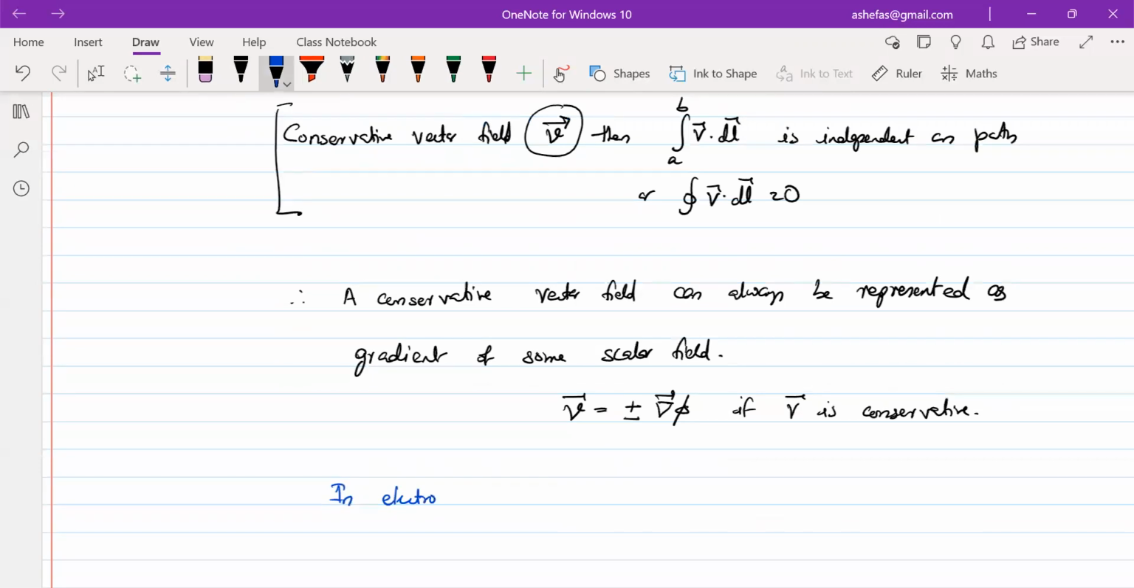so this we will come to in 5th semester. In electrostatics, the electric field is a conservative field, and the electric field we can write as the negative gradient of the scalar potential phi. So here phi is called the electric potential. The direction of the electric field would be in such a way that it is along the direction in which the scalar potential decreases the most.